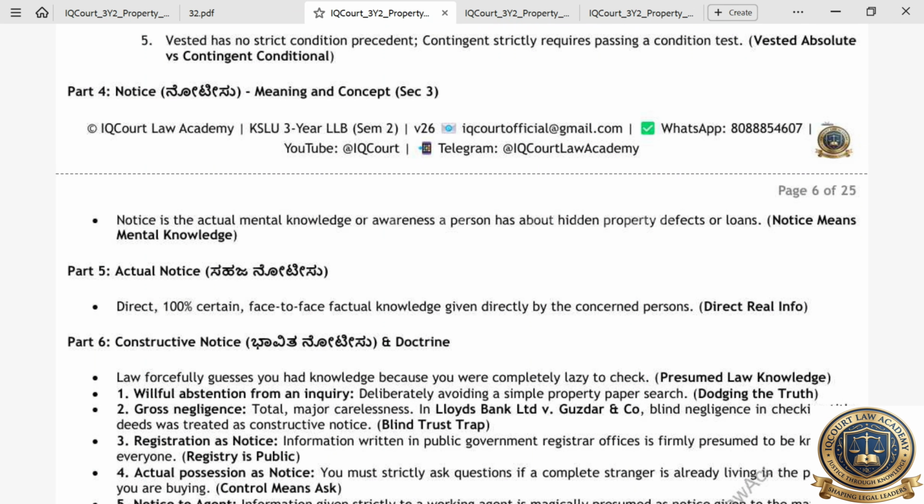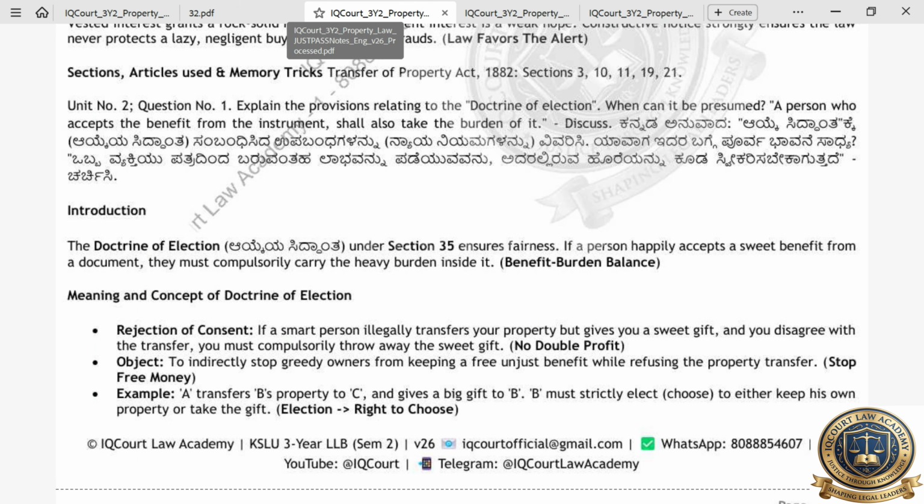This is about a notice. You get it for 8 marks versus 16 marks, so very rarely they will ask. It's very important. Then we'll go to the second unit. This is related to the doctrine of election.